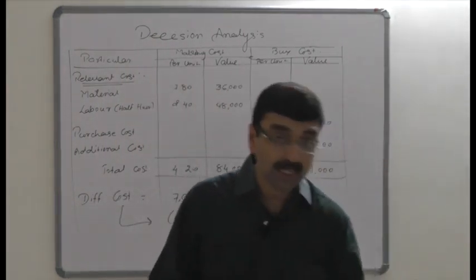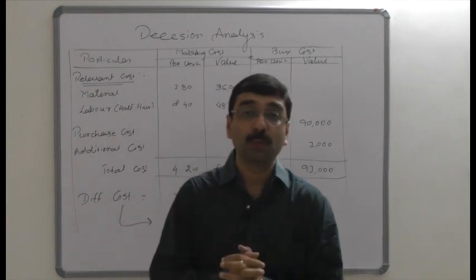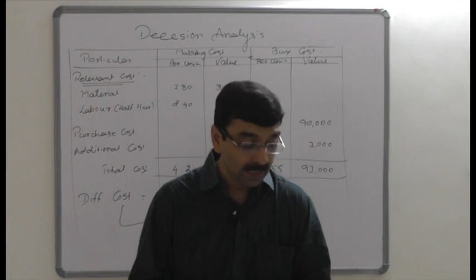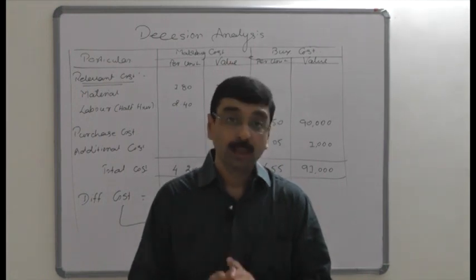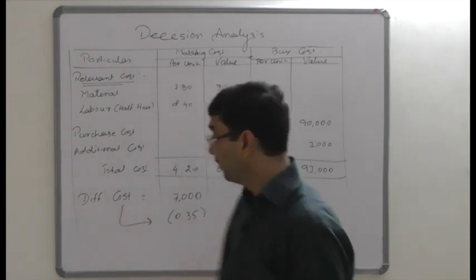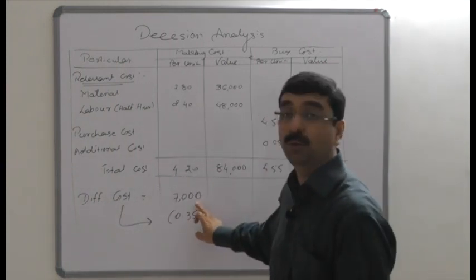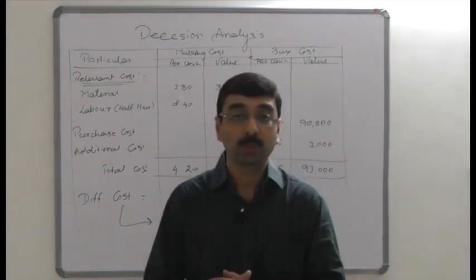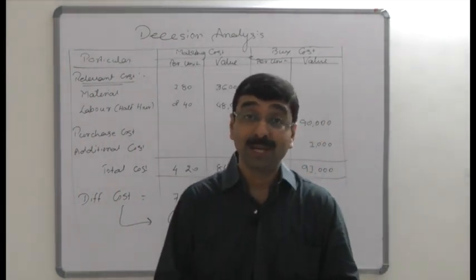So the company should go for manufacturing this part in the premises, and it is comfortable to continue manufacturing in the premises, because they would benefit with the differential cost of rupees 7,000 as well as the per unit rupees 0.35.